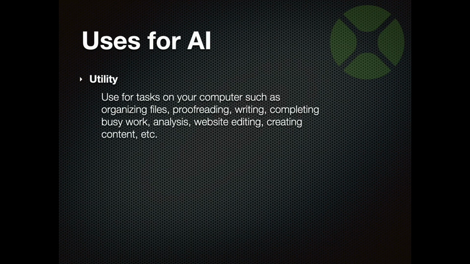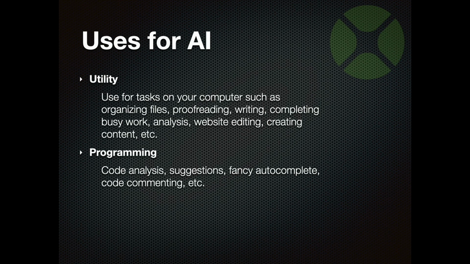So what are some things you can do with AI? My favorite thing right now is using it a lot for utility tasks, just busy work on my computer, helping me do little odds and ends. Anything from organizing my files, proofreading, writing, completing busy work, analysis of things. You can use it for helping you create your website and content. Obviously, we can use it for the programming side of things.